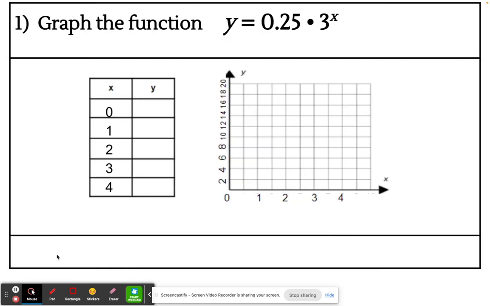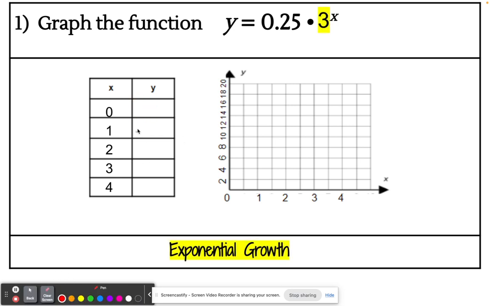So let's take a look at this next one. I'm going to graph it. My starting point is, oops, I forgot my pen, 0.25. And my factor of change is 3. That means I'm going to be multiplying by 3 each time.